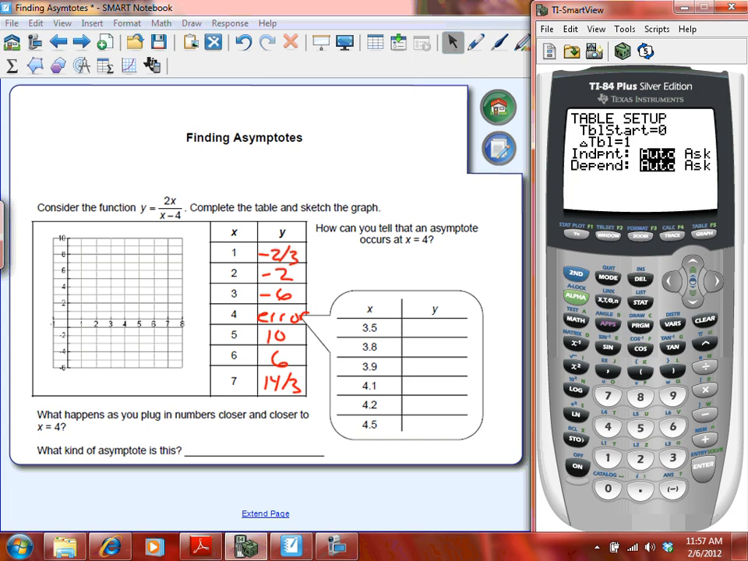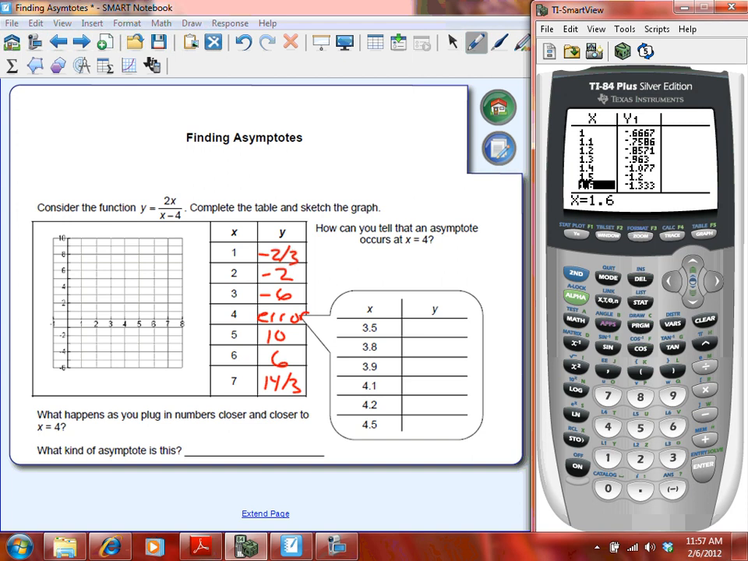And right here, if we go down to the table setup, we can tell it to count by anything we want. Right now it's counting by 1. So I'm going to change that to 0.1. Go back to your table. And now if we scroll down enough, we should be able to see that 3.5, 3.8, and so on. So go down until you find 3.8, 3.9, 4.1, and so on. So let's see what values we get.